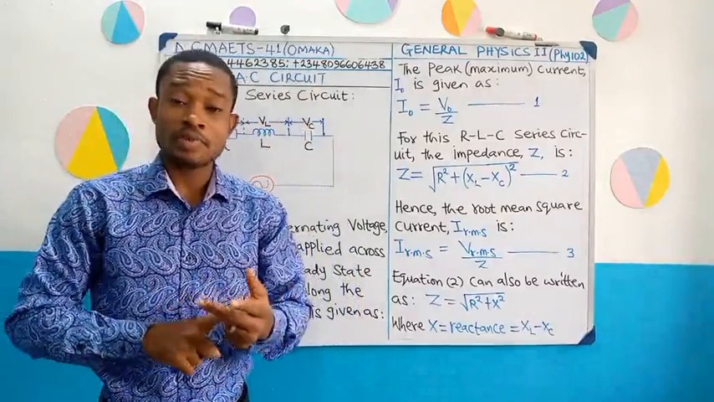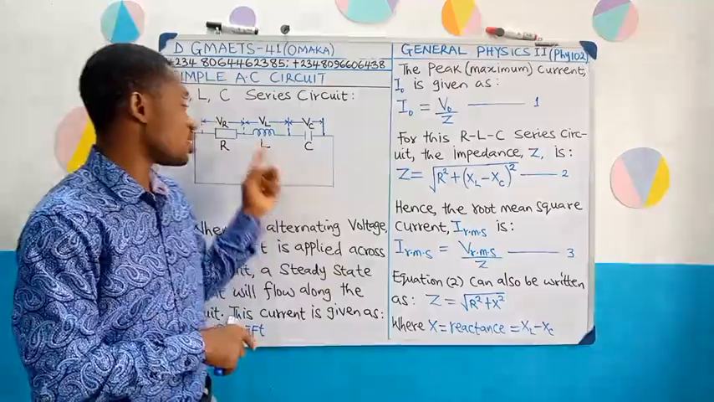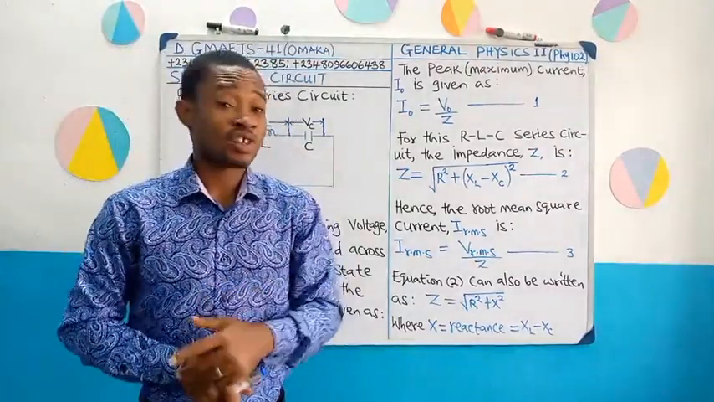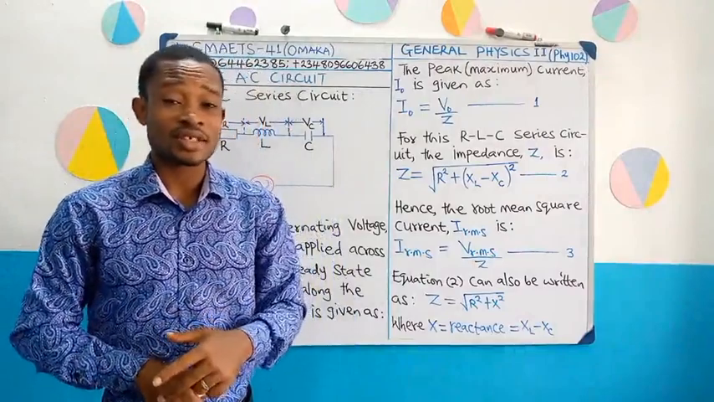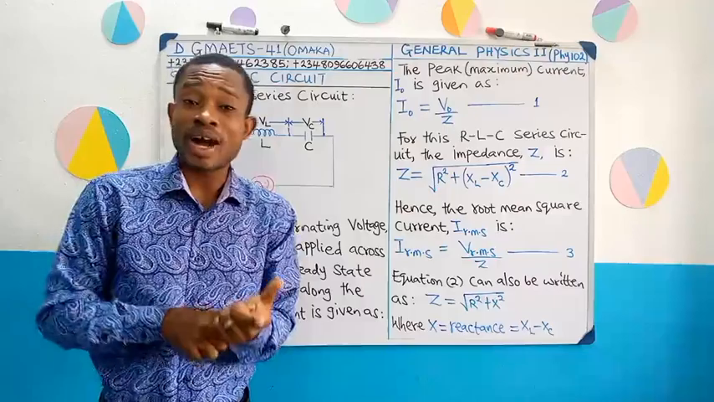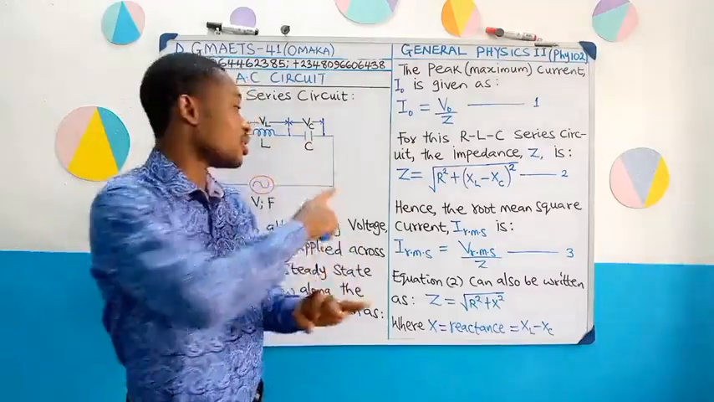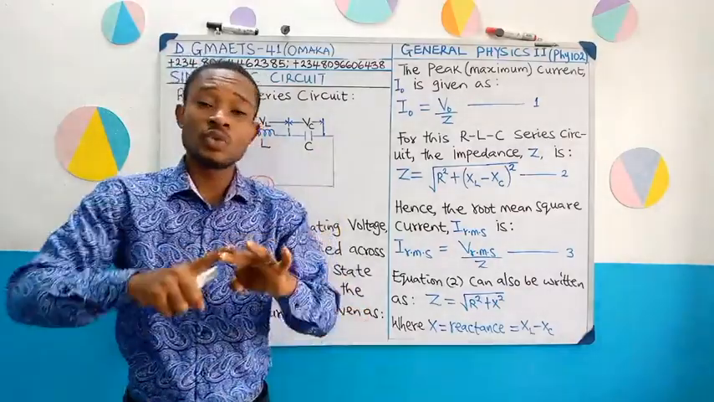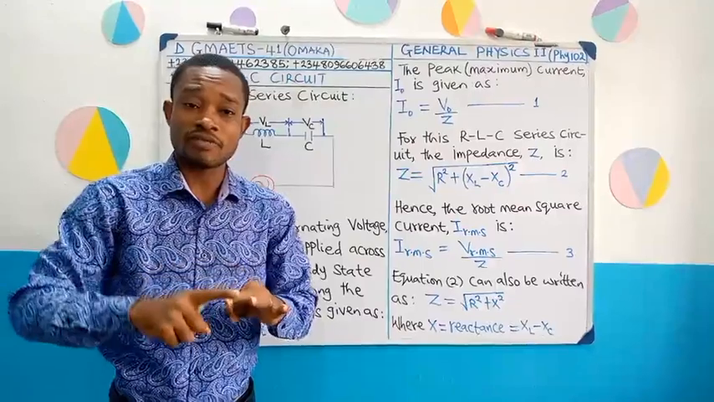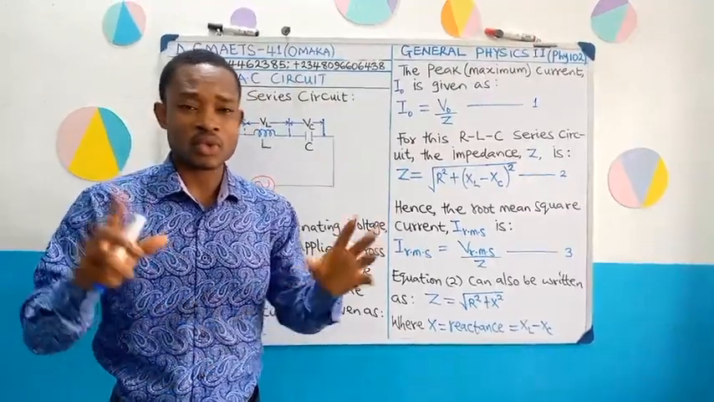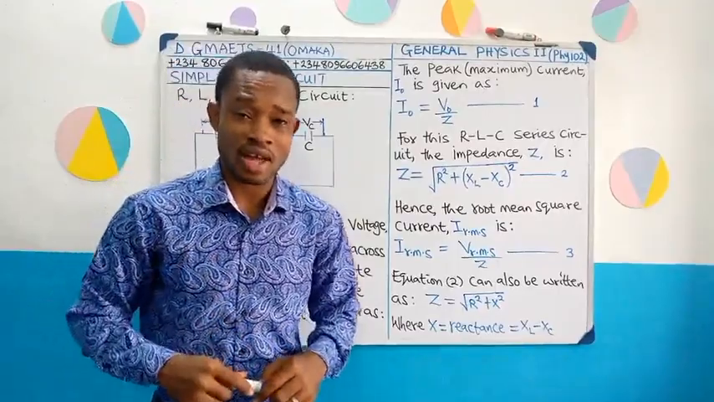We're going to consider the opposition to the flow of current offered by the inductor. We use XL for it. In our previous class, we referred to that as inductive reactance. Then, of course, we're going to combine the opposition to the flow of current offered by the capacitor. And that opposition, we use X sub C for it, which is capacitive reactance. The formulas we've actually established from our previous class.